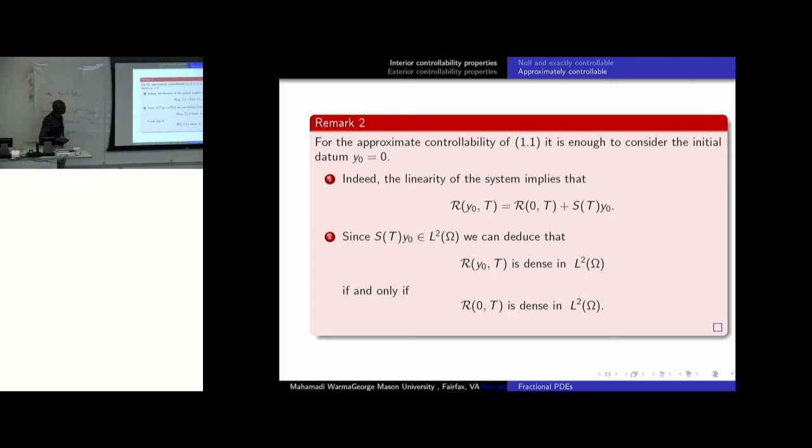Now, for approximate controllability, it is also enough to consider the initial datum to be 0. Why? Because the reachable state with y0 is exactly the reachable state at 0 plus the semigroup at y0. Now, we know that the second one belongs to L2. Then we can deduce that that one is dense if and only if the one at 0 is dense. Then if you want to study approximate controllability, you can just consider that your initial condition is 0, in order not to bother you in your computation.